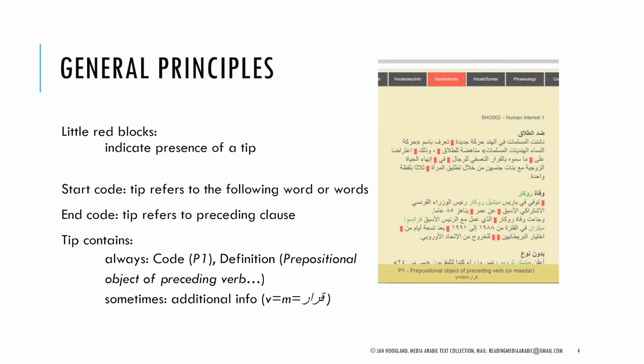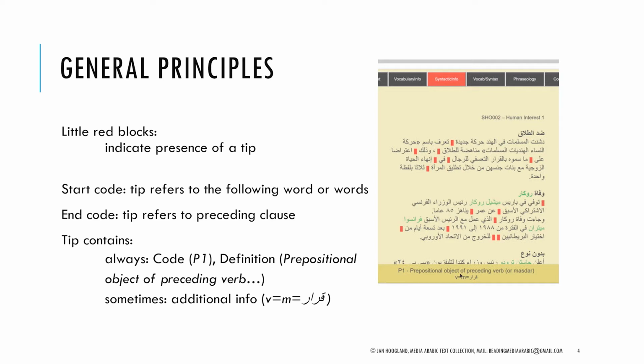Now let's discuss the general principles of the syntactic coding system. As I already said, and as you can see here, there are little red blocks on the lines, and these little red blocks indicate that there is a tip available for you. If you click on the red block, the tip will become available, and you will see it at the bottom of the screen. This is where the tip shows up.